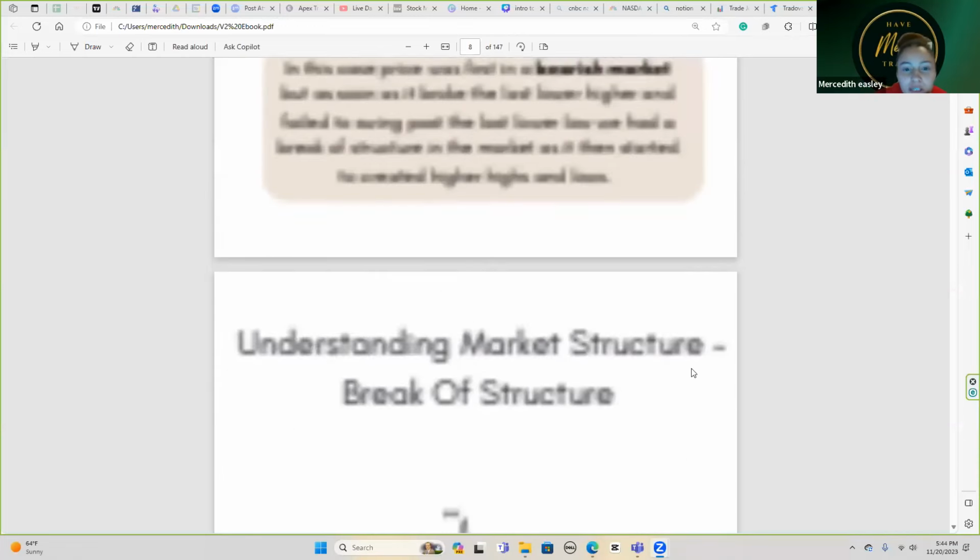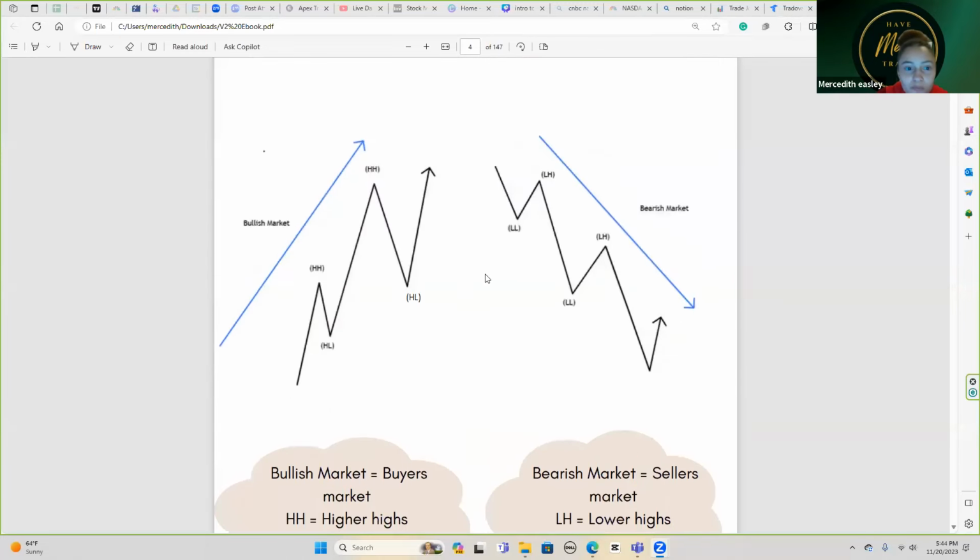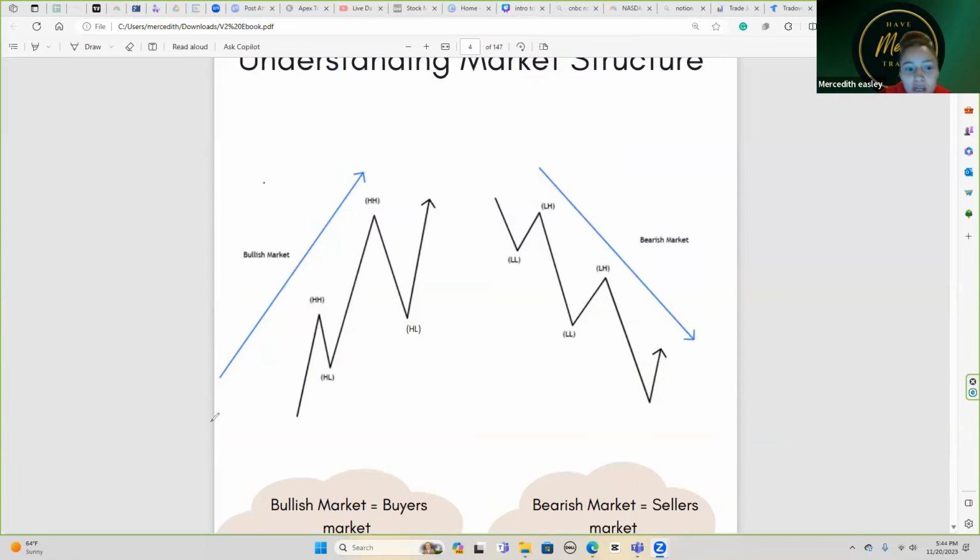So I just want to go into market structure a little bit because this is an introduction call. When you're in a bullish market, you want to look for higher highs and higher lows. Look at the market. This is the high. And now this is a higher low because this low is higher than this low. Now this is a higher high because this high is higher than this high. So when the market is creating higher highs and higher lows, you're in a bullish market.